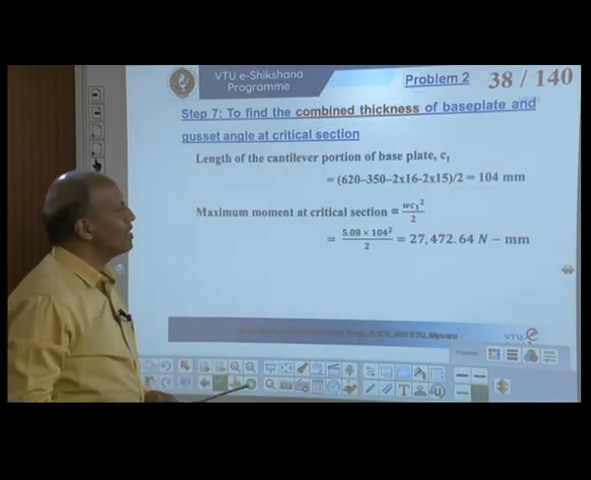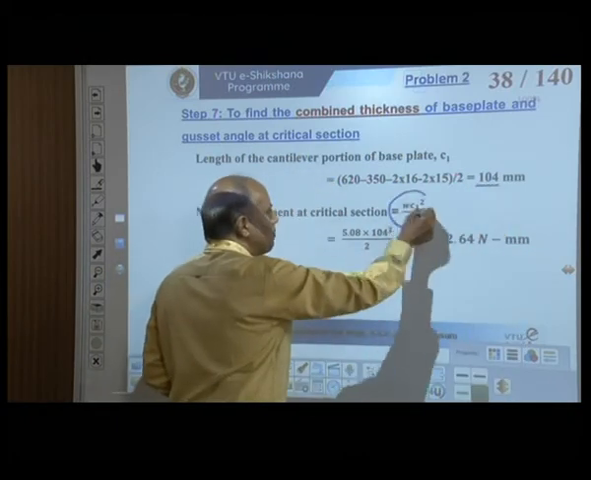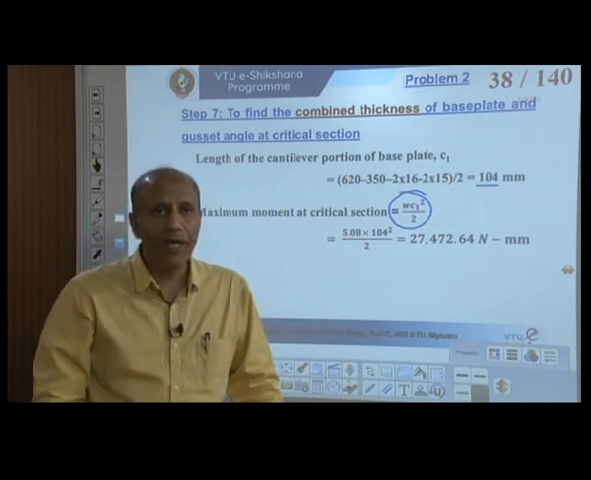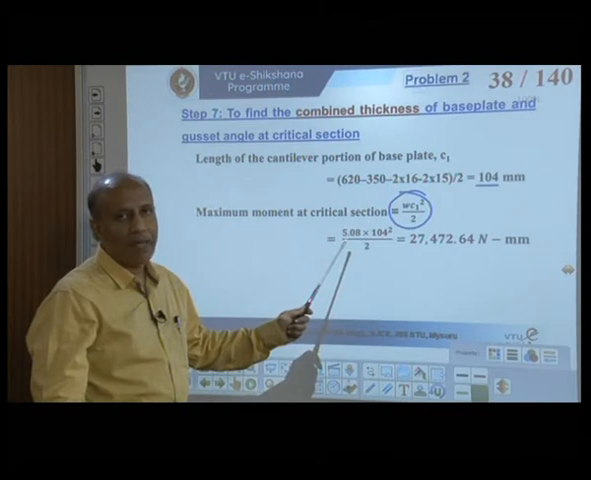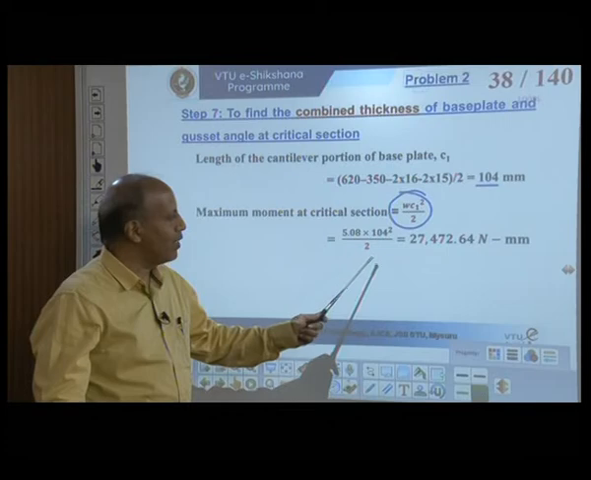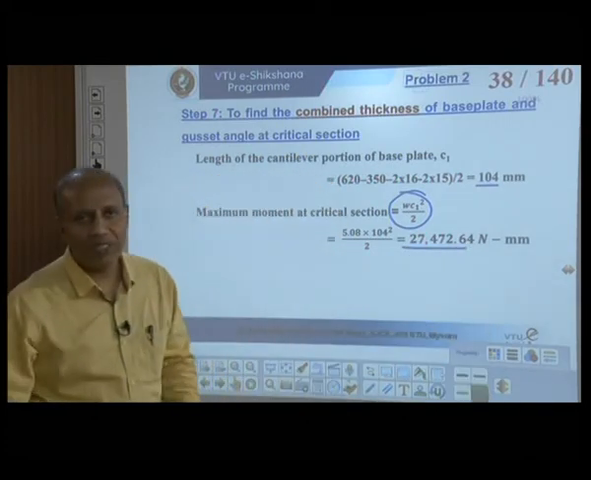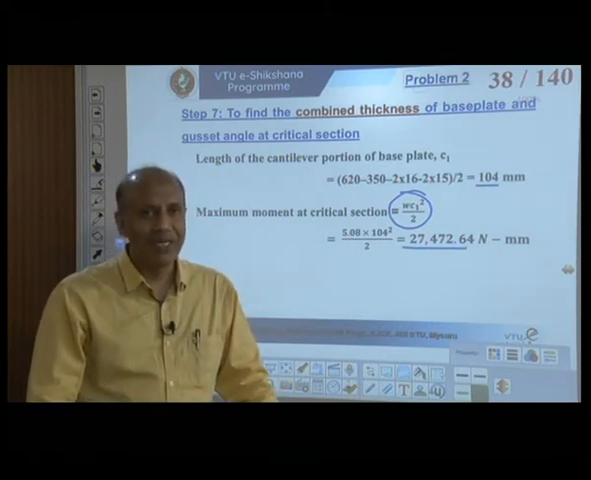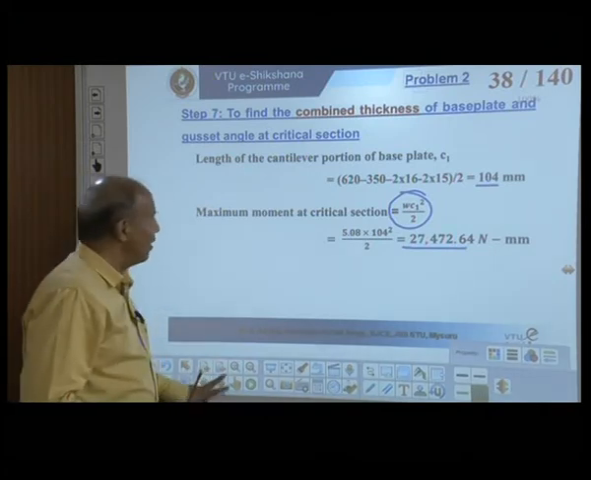So with this, this is 104, we have seen how we have got it. We just calculate the bending moment at the critical section, which is nothing but WL square by 2. W is your pressure, 5.08 megapascals, 104 cantilever projection squared by 2, and that gives you the bending moment at the critical section, which is 27,472.64 Newton millimeters. So this is the value of moment acting at that particular point.